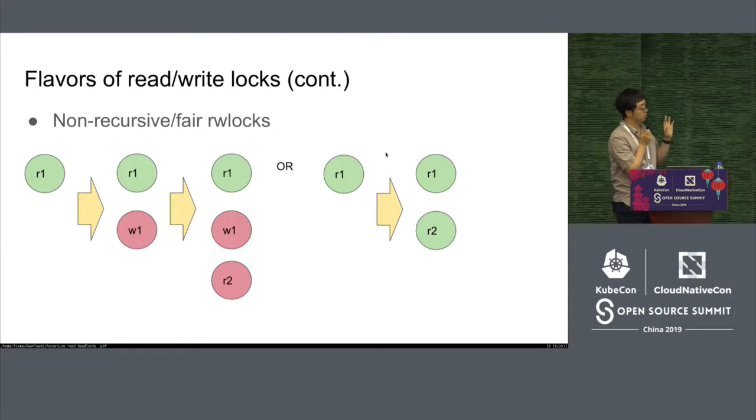So these are two cases. The yellow arrow is where time progresses forward, and R2 won't get the lock, and W1 will have high priority on getting the lock. If it's like what's to the right, and we don't have the writer, then R2 can get the lock. So it's a rwlock, and it's different from the previous deadlock. When a reader gets the lock, and there's no writer, then the rest of the readers can also get the lock.